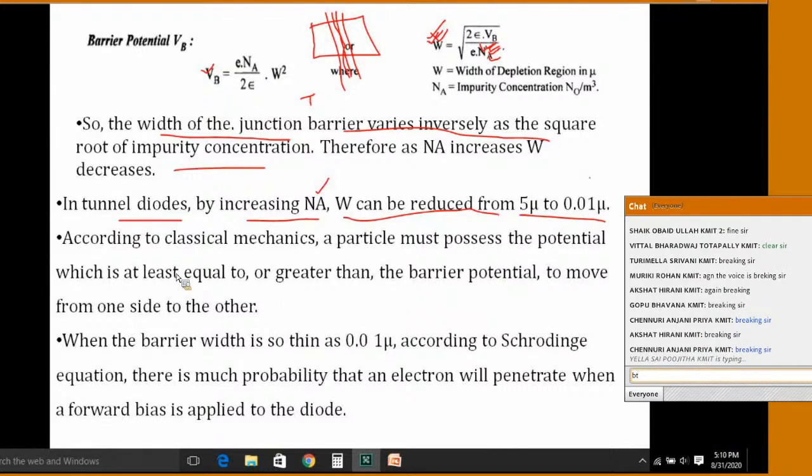Now, what is the basic classical mechanics? In classical mechanics, whenever the applied voltage is greater than the barrier potential, the charge carriers diffuse from one side to the other side. That is for normal classical mechanics.